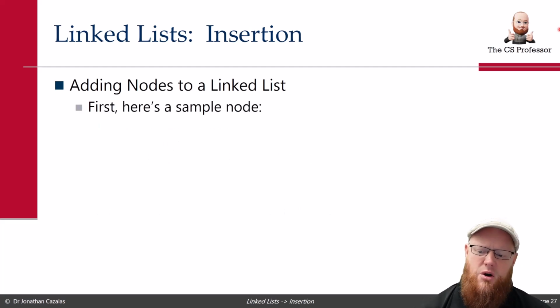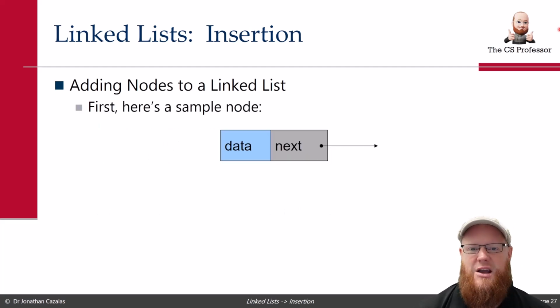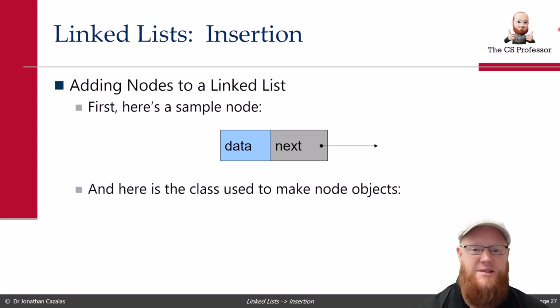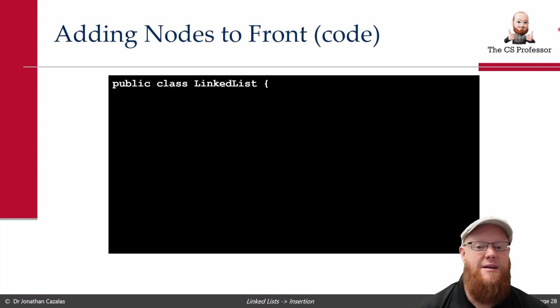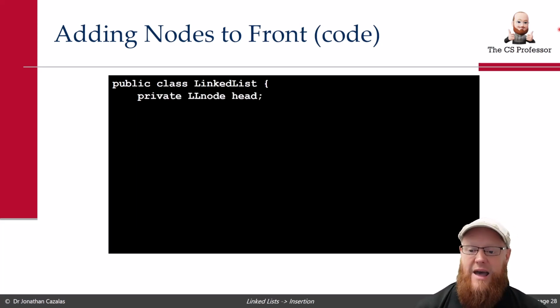So let's look at this code and see what we actually do to accomplish this objective of inserting at the front of the list. From last time, here's our basic node we're using from the LL node class. They're both private. We have two data members, the data value, which is just an int, and then the next, which is just a private data member of type LL node. Here is the code to add to the front.